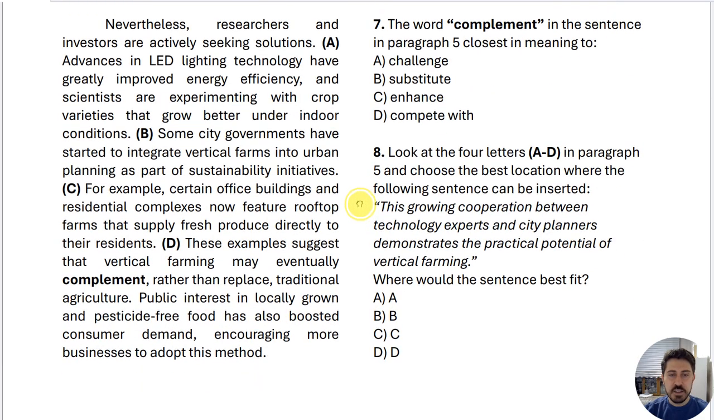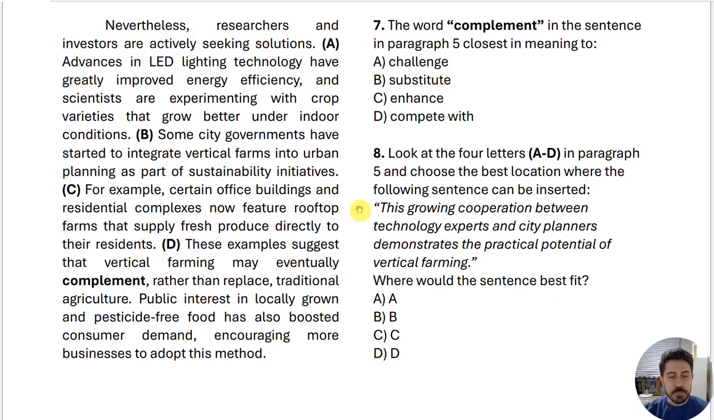Well, let's continue with question number 7. This is a vocabulary question. Just like the previous question, there are two alternatives here. The first scenario is that we already know the meaning of complement, which means to supplement or enhance something. If that's the case, the answer is already clear.